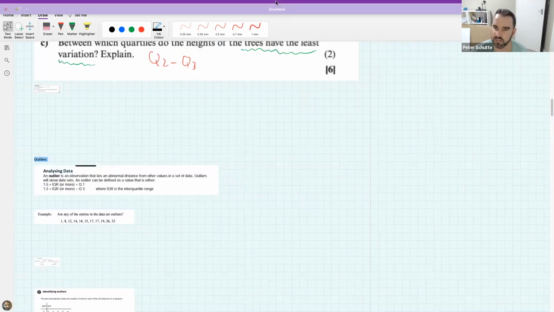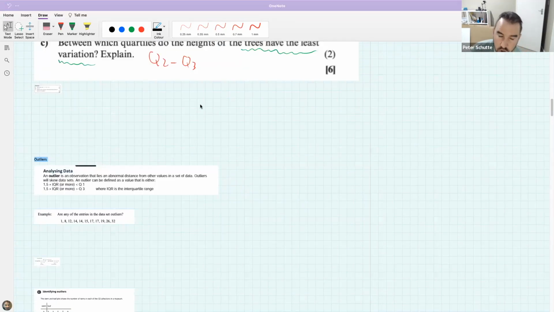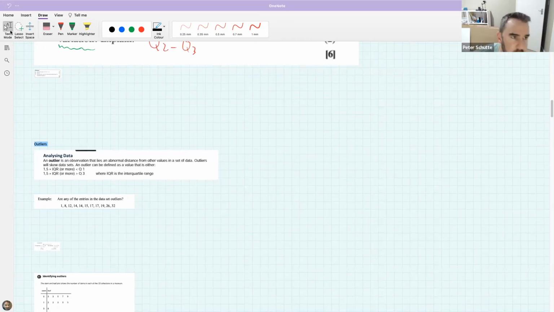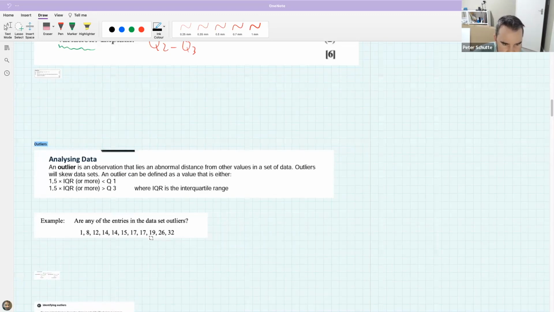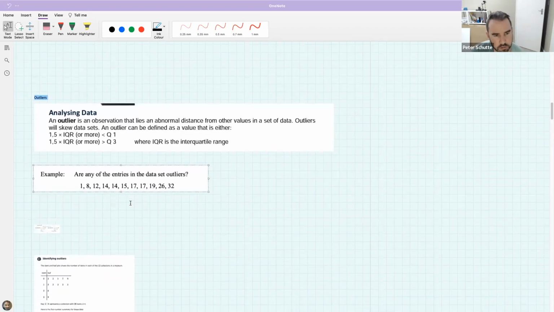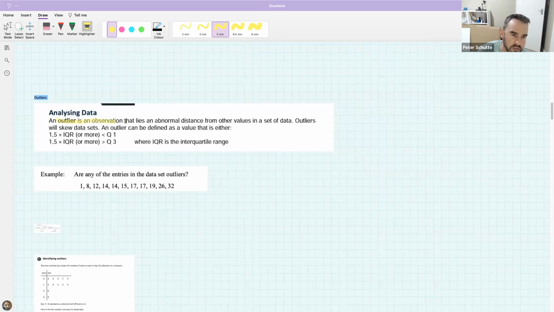Okay, now, something else I want to touch on tonight. I'm going to do grouped data in the second half of the lesson. But I just want to quickly touch on something called an outlier. Now, could you identify an outlier? So when we talk about an outlier, I'll quote the notes here: An outlier is an observation that lies an abnormal distance from other values in the set of data.